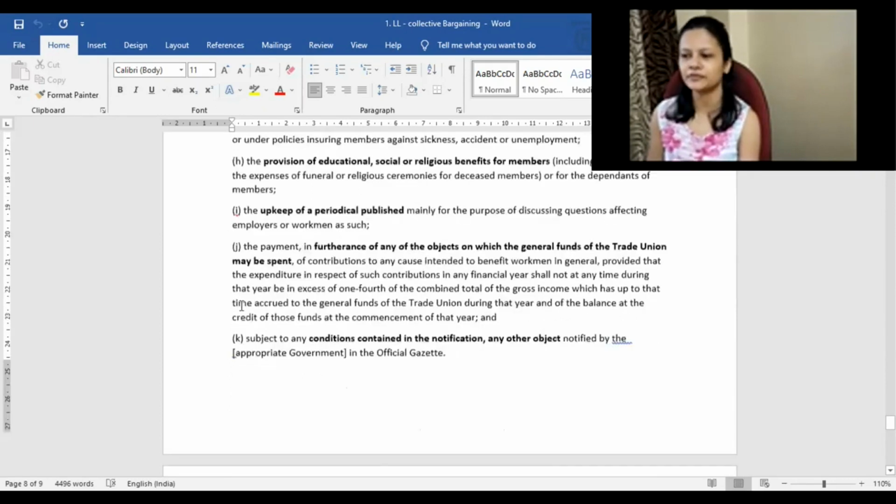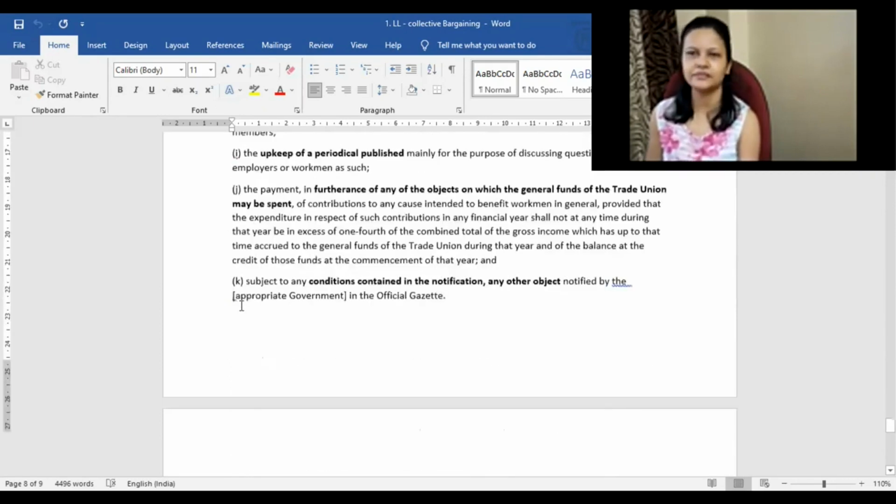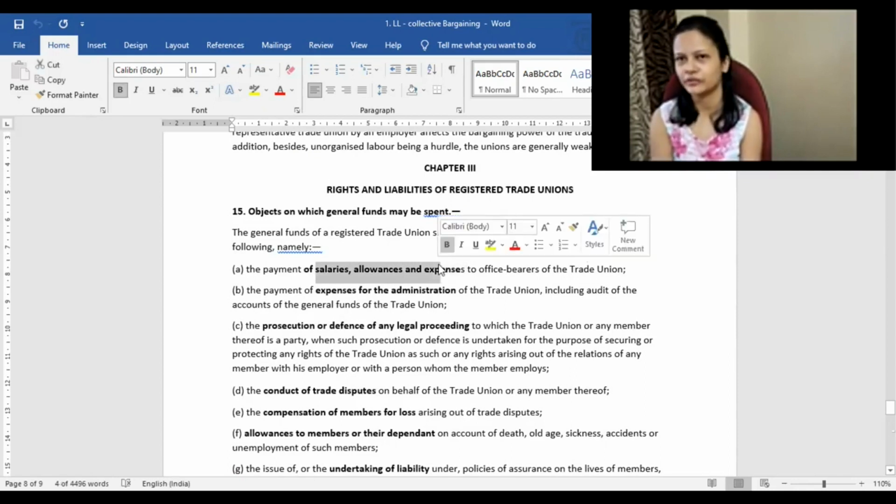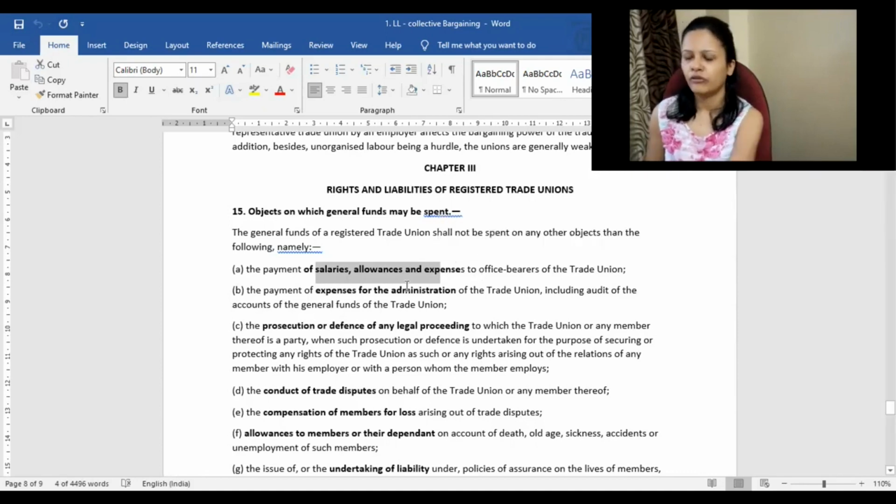So it provides a list of activities or areas for which it can be used, like for paying salaries, allowances, or expenses to office bearers of the trade union. Whoever are there, like we studied, right, 7 or more members would go for registration, and there would be these members who are actively taking part in the trade union. For their salaries, allowances, or expenses, money will come from this general fund of the registered trade union only.